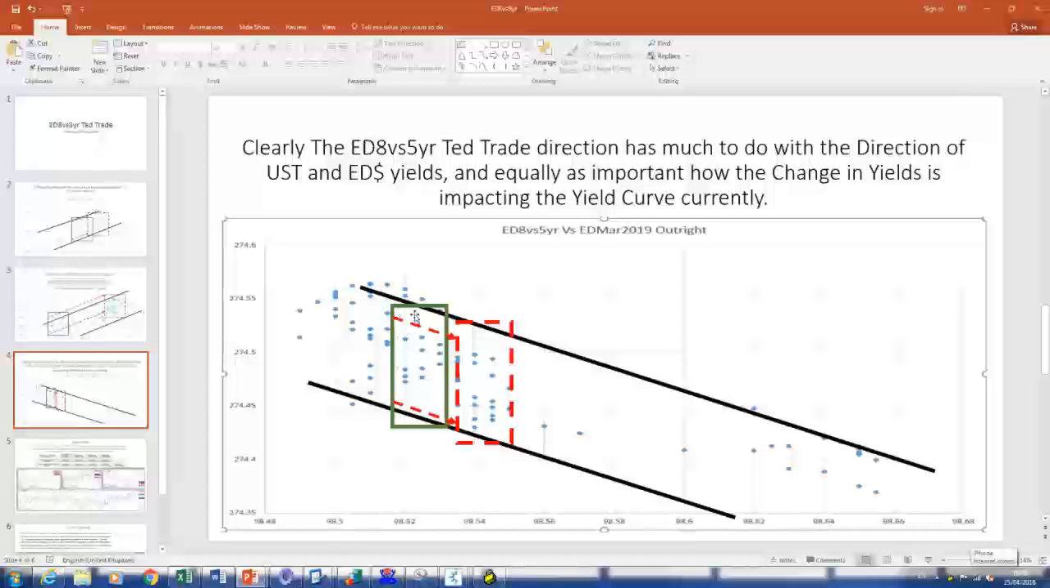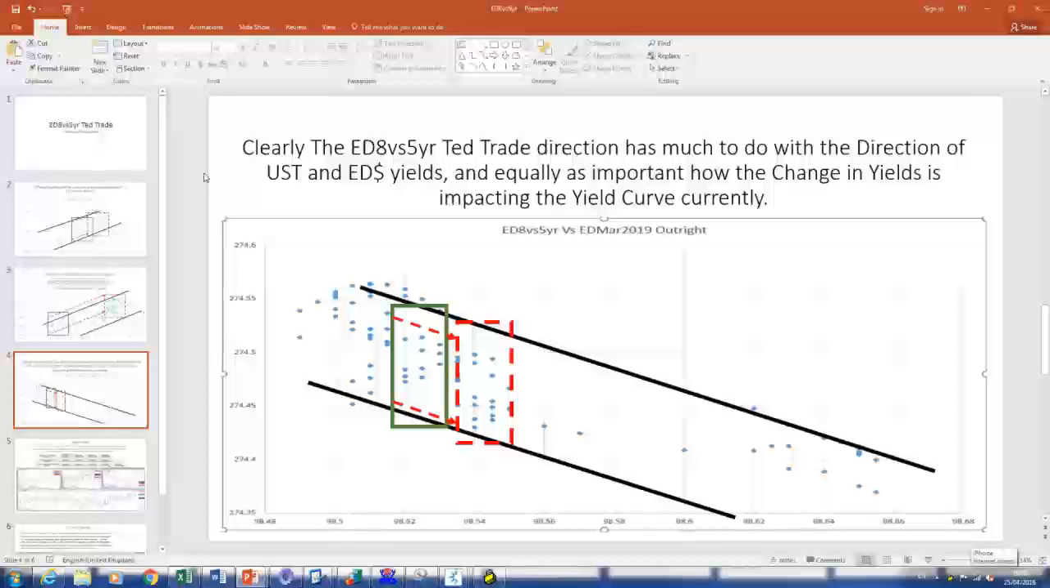So what I've done here is I've said, right, in this green box, if the Eurodollar March 19 outright is 98.52 and that starts to trade 98.54, what happens to our Eurodollar versus the 5-year spread? Now, what happens is it starts to trade lower. The beauty of this trade is that during economic releases, during volatility in the market, first thing in the morning, last thing at night, when people are exiting positions, you will get opportunities to put on this trade where it shouldn't be, right?